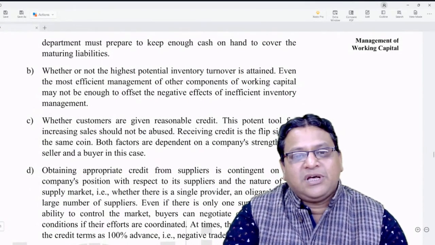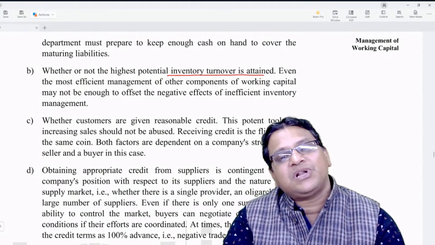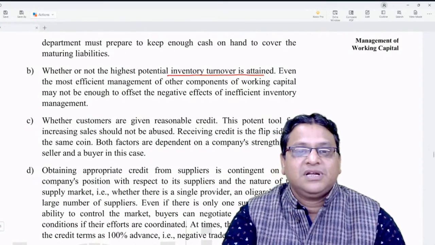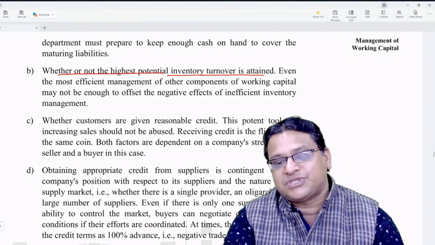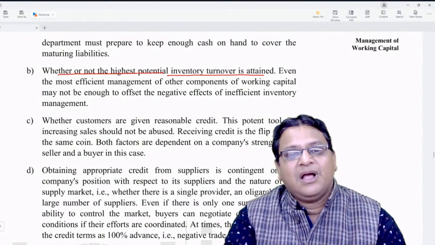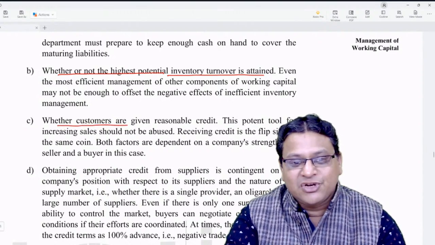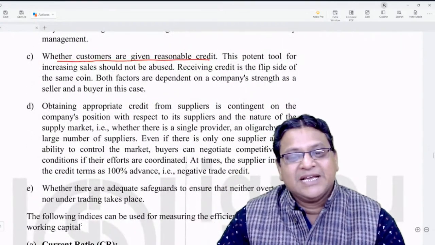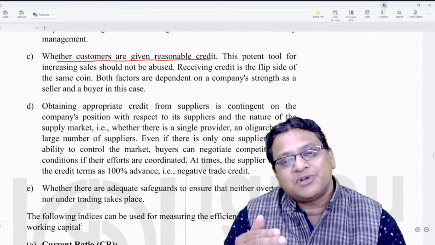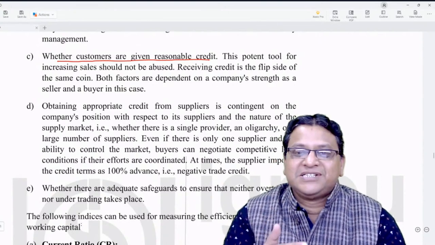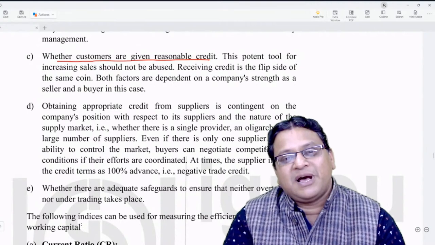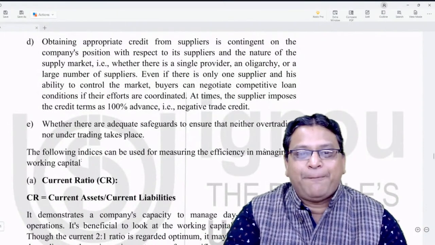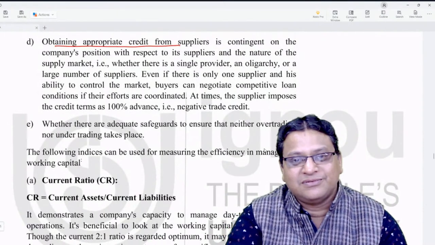Then, whether we obtain a high inventory turnover ratio, whether our inventory is converted into sales frequently or not. If inventory is frequently converted into sales, our working capital management is good. And whether customers are given reasonable credit or not. Whether we are able to provide a reasonable credit facility to our customers or not. If we are not able to provide reasonable credit to our customers, then our working capital management is poor. Next, whether we are obtaining appropriate credit from our suppliers or not.